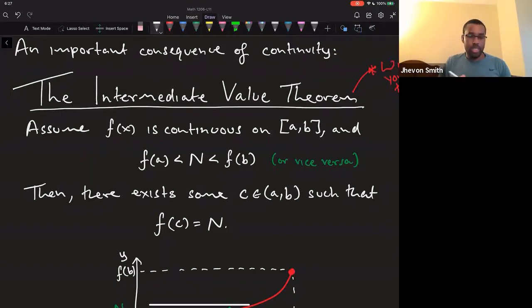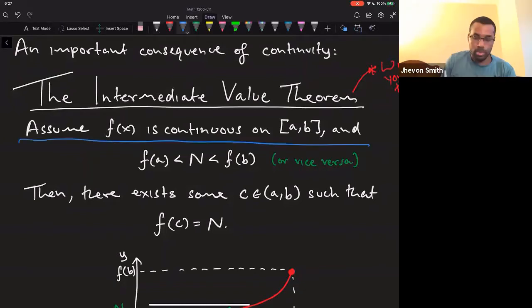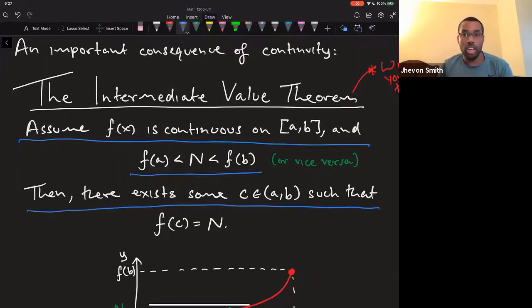So if you assume a function is continuous on some interval, and assume that there's a value between two y values of that function, so either f of a is less than or equal to some number which is less than or equal to f of b, or vice versa. f of b is less than or equal to some number less than or equal to f of a, then it turns out there must exist a number in between a and b such that the output of the function will give you that number in between them. In other words, continuous functions will attain all intermediate y values.